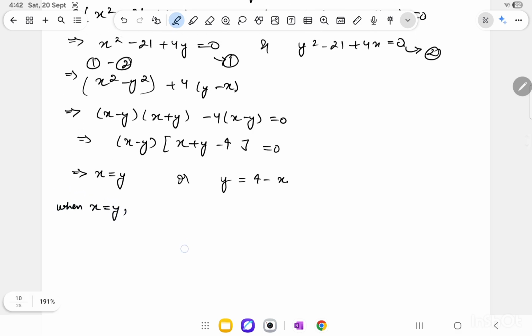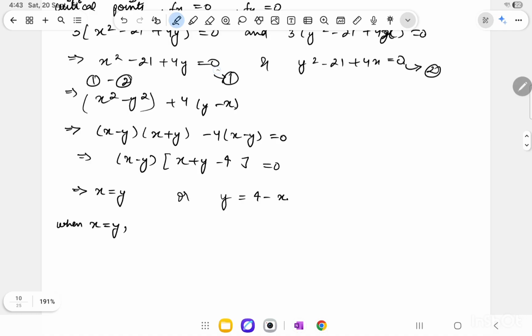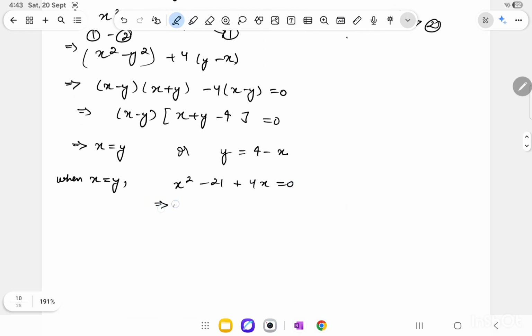Now when my x is equals to y, I can just substitute x equals to y in any of these, that is equation 1 or equation 2. So that basically gives me x square minus 21 plus 4x equals to 0, and it is a quadratic equation in x. So we can easily solve it for x.